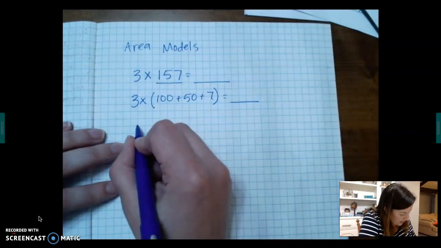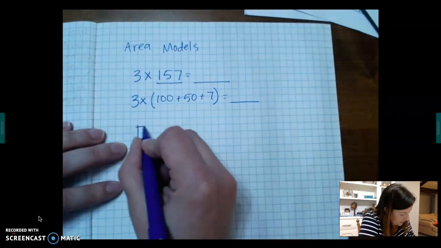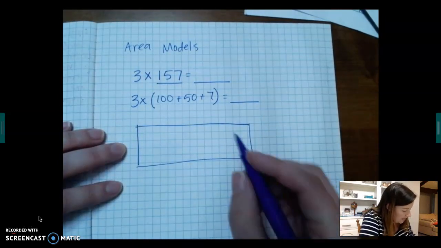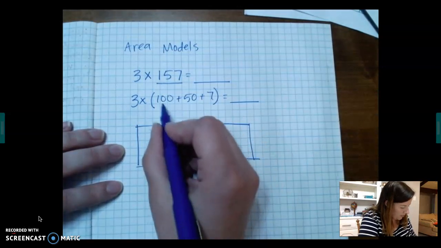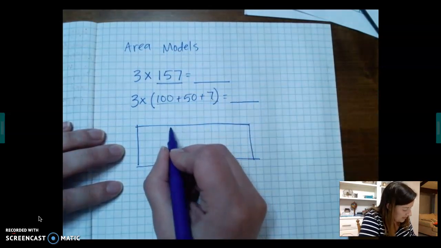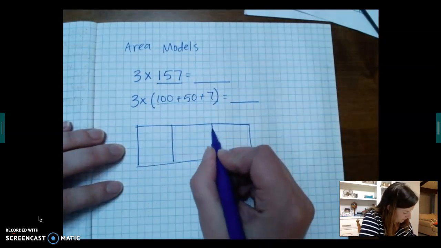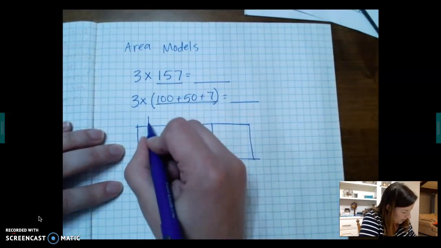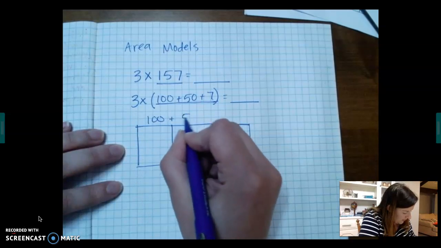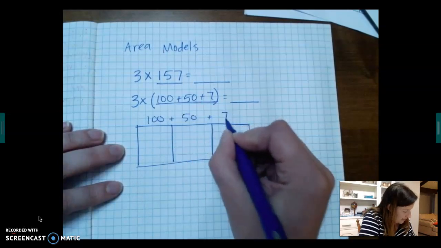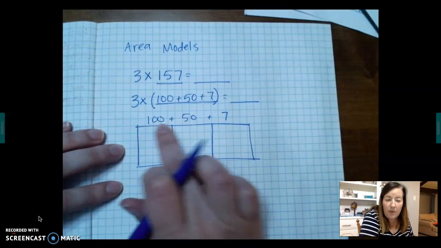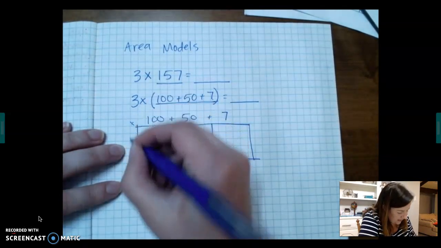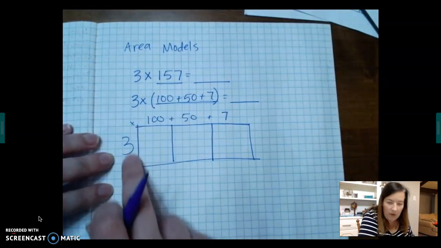An area model is we're going to use a rectangle to help us organize this information. So I have a 3-digit number, so I'm going to separate this box into 3 parts, and I'm going to put this 100 plus 50 plus 7 here across the top of my rectangle, and I'm going to multiply that times the 3. So I'm going to put a 3 on this side.